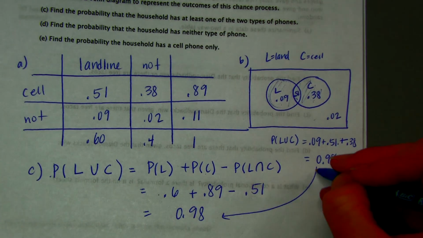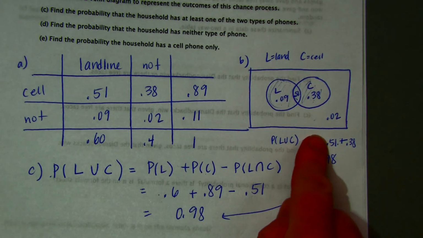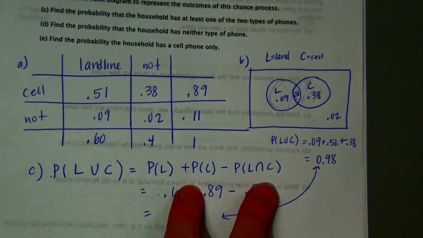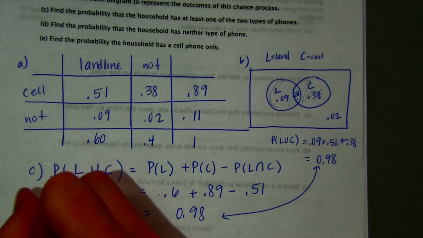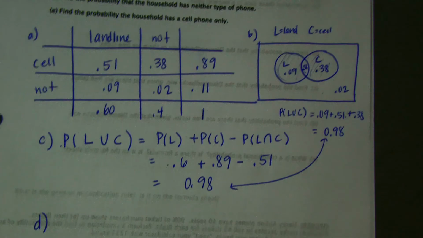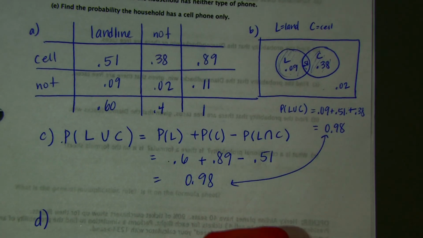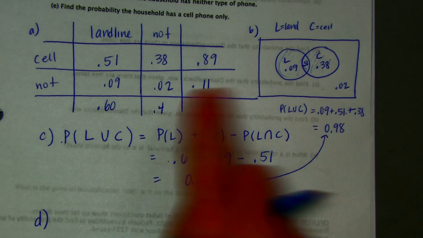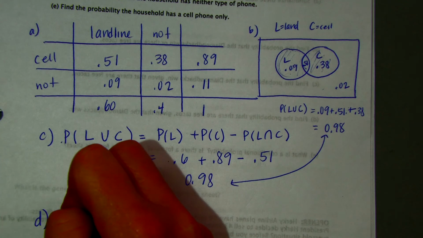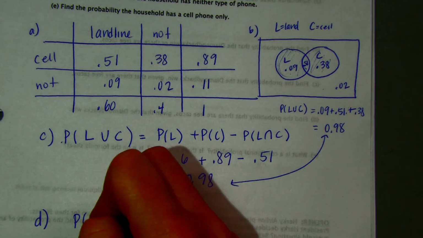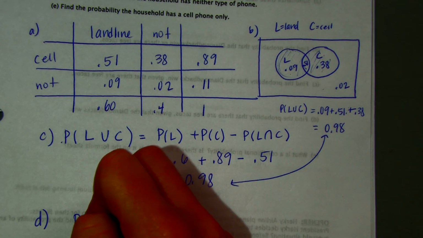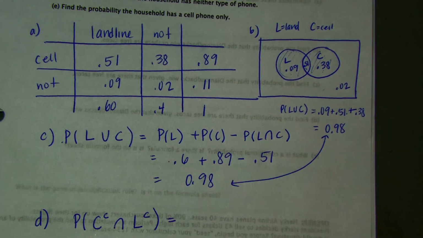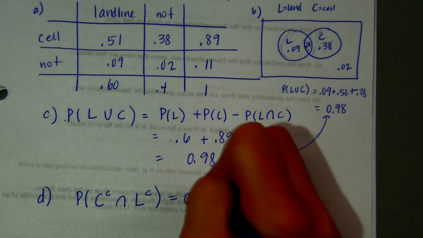So however you like to do it. You could do it from the Venn diagram like this, or you can do it using the formula and the table. Part D, find the probability that the household has neither type of phone. So neither type of phone is right here or right here. So notation-wise, I would say not a cell phone and not a landline. 0.02.